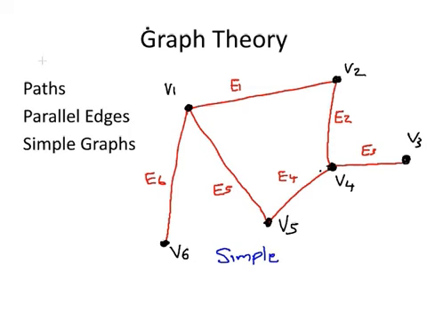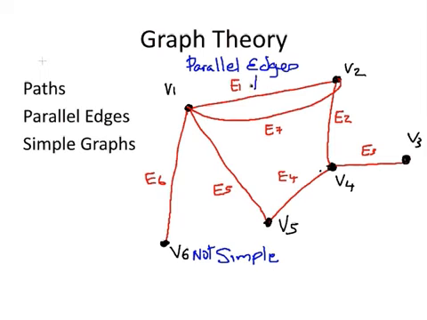Suppose I was to add another edge between two pairs of vertices. So let's say, for argument's sake, V1 and V2. I was to add edge E7. Now in this case, the graph is not simple because we have two parallel edges. This one and that one.